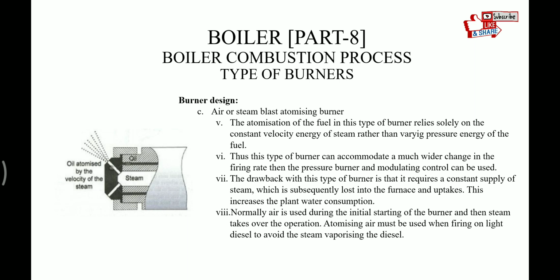Thus, this type of burner can accommodate a much wider change in firing rate than the pressure burner and modulating control can be used. The drawback with this type of burner is that it requires a constant supply of steam which is subsequently lost into the furnace and uptake. This increases the plant water consumption. Normally, air is used during initial starting of the burner and then steam takes over. Atomizing air must be used when firing on light diesel to avoid the steam vaporizing the diesel.